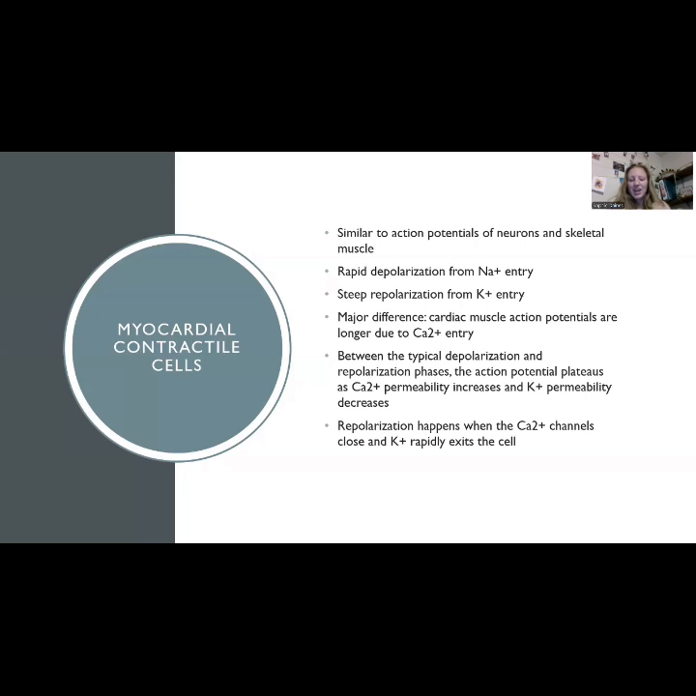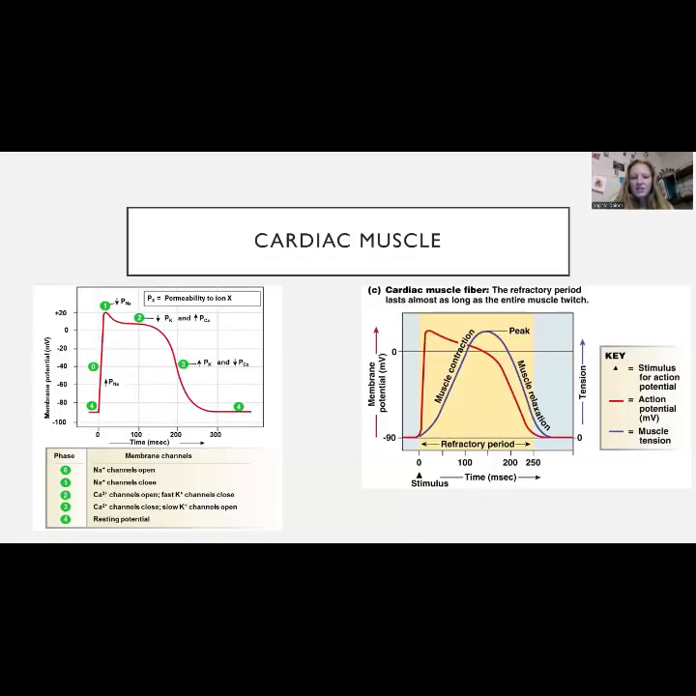And then repolarization happens when the calcium channels close again and potassium exits the cell rapidly in a typical repolarization, just like the other kinds of cells that we're familiar with. And so these are graphs that show what that looks like.